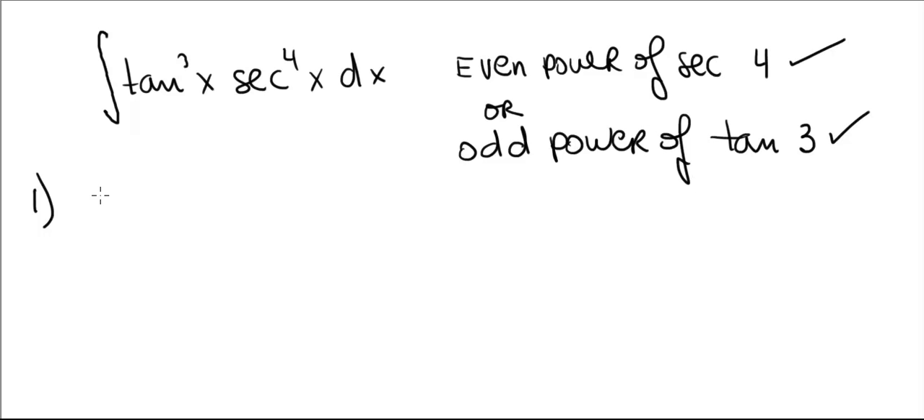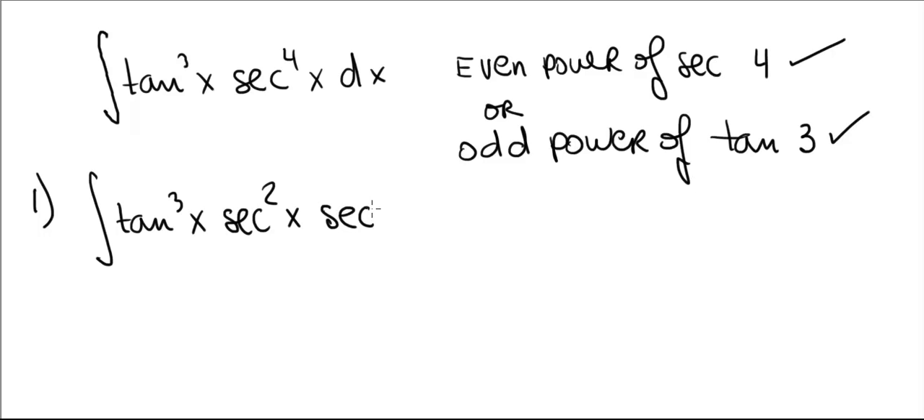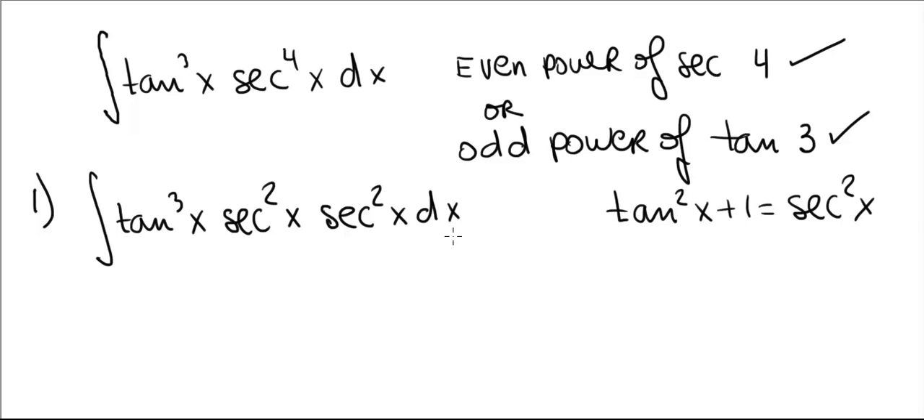So here's how the first technique works. Using the fact that the power of secant is even, we split off secant squared from the original power of secant. If I split off secant squared from secant to the fourth, that leaves another secant squared behind. Then we're going to use the trig identity, which is tan squared x plus 1 equals secant squared x. We're going to replace one of these secant squares with tangent squared plus 1.